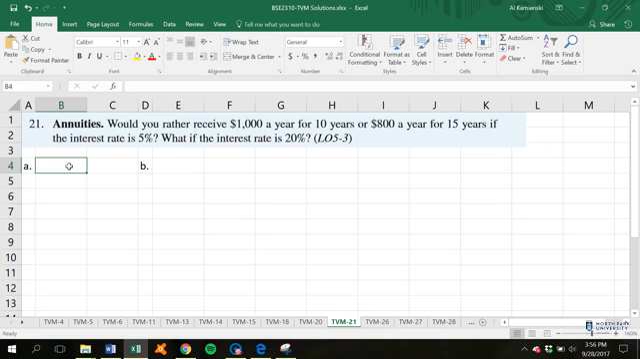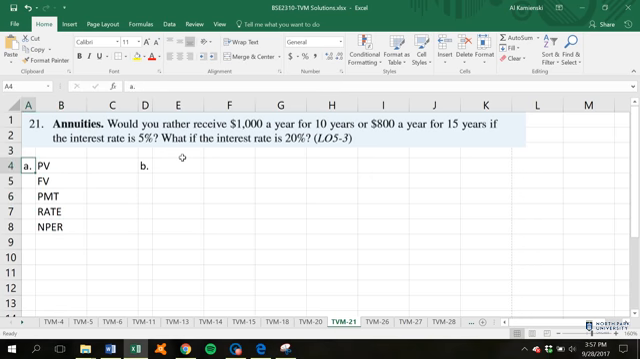So as we get into 21, the mechanics of this are fairly simple. The interpretation starts to become just a bit more complex. So let's go ahead and look at the question, would you rather receive $1,000 a year for 10 years or $800 a year for 15 years if the interest rate is 5%? So let's put in our 5 key variables: present value, future value, payment, rate, and NPER.